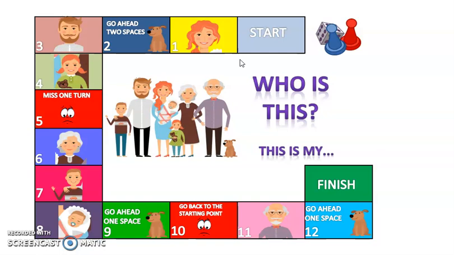The rules are the same, and if they guess the correct name, they can stay in the spot. If not, they go back to the previous one. The player that reaches the finish line first wins.